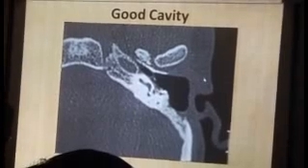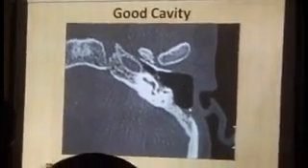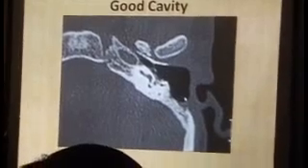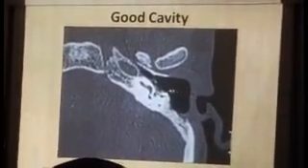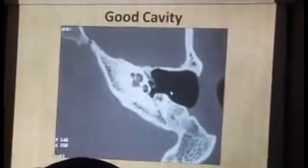There's no deep groove here, and the soft tissue, the meatoplasty is pretty wide. So a wide cavity with wide meatoplasty allowing good aeration. So this is evidence of a good cavity on a CT scan.